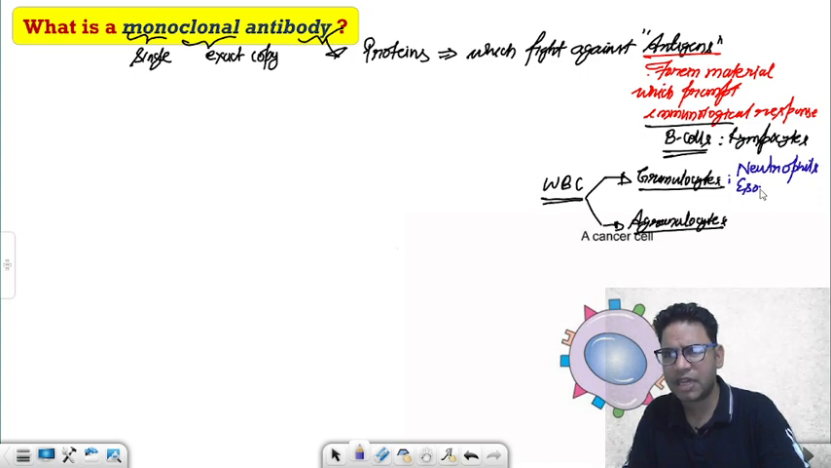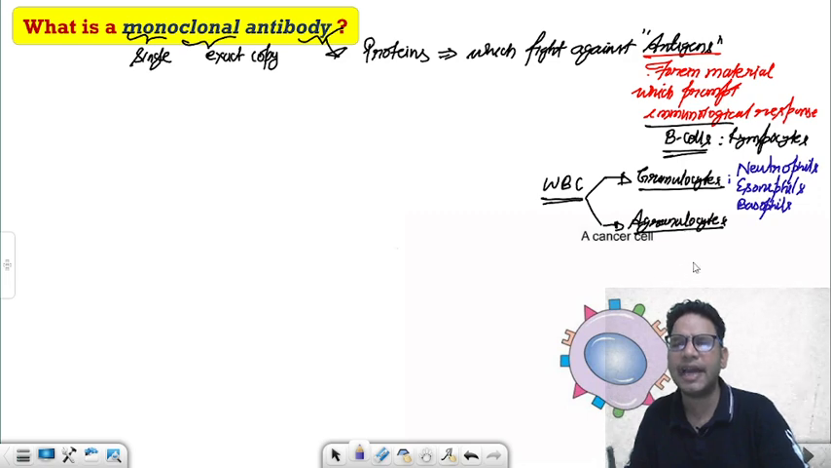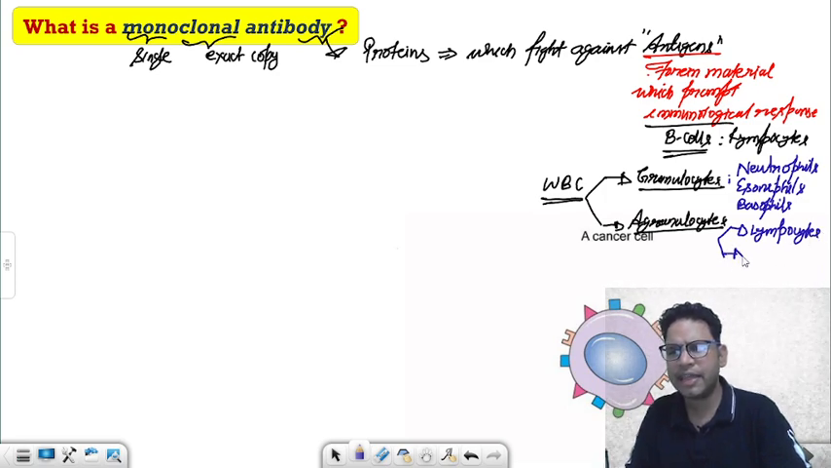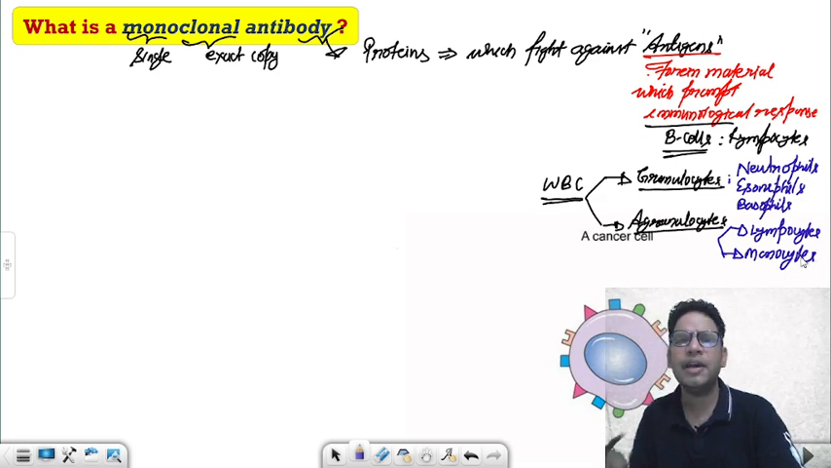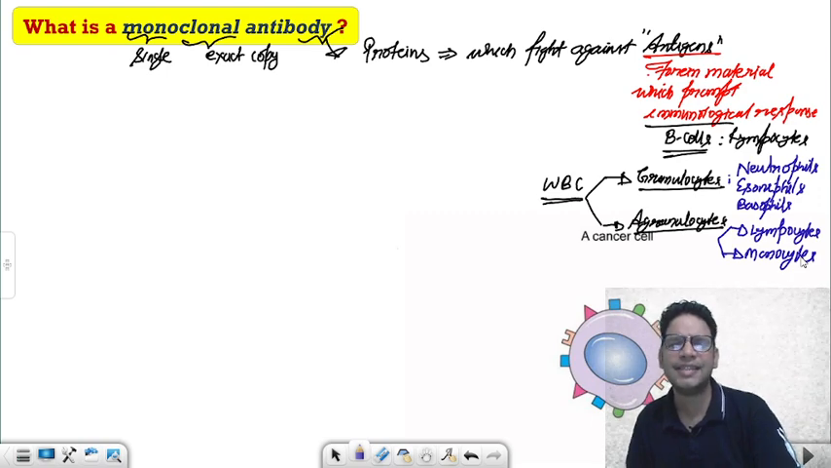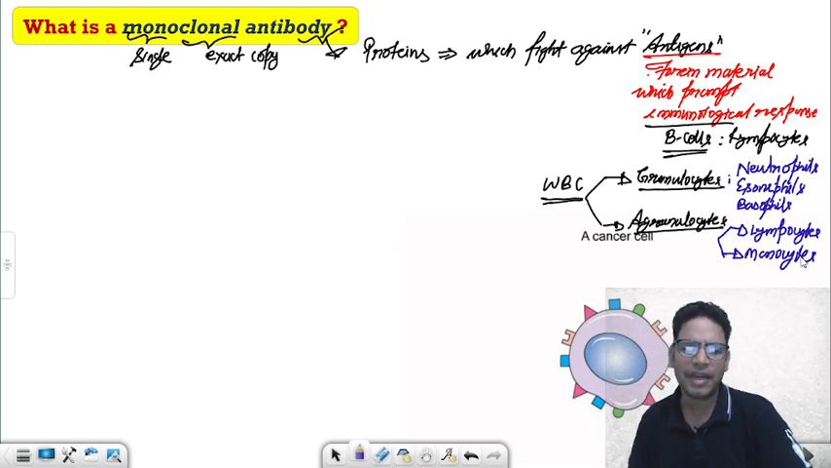Then another type is called eosinophils, which are basically for detoxification. And there are basophils. They act particularly against allergies. Then there are agranulocytes, of which there are 2 types. One is lymphocytes, which are very active in playing a role in immunological responses. And there are monocytes. Monocytes are highly motile and highly phagocytic. Phagocytic in a sense they eat antigens, simply.